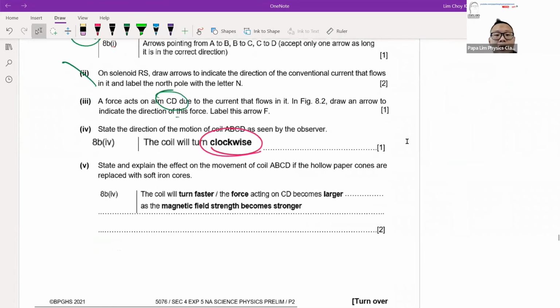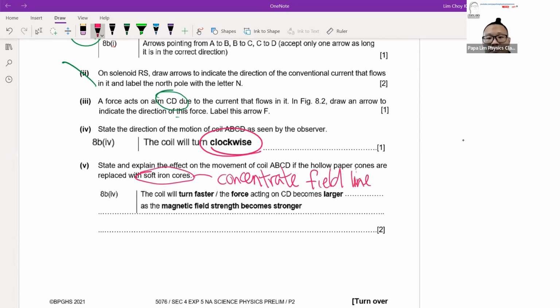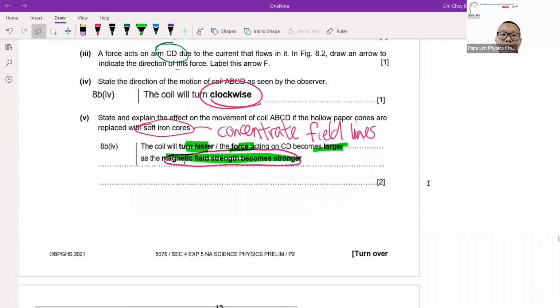Now, same thing, how would it affect the motion if the hollow paper clip is replaced with a soft iron core? Remember, the idea of using a soft iron core is to concentrate the field lines. When field lines get closer to each other, the field becomes stronger, and because the field becomes stronger, the induced force is larger now. So I will be able to rotate the coil faster. Take note of the answer.